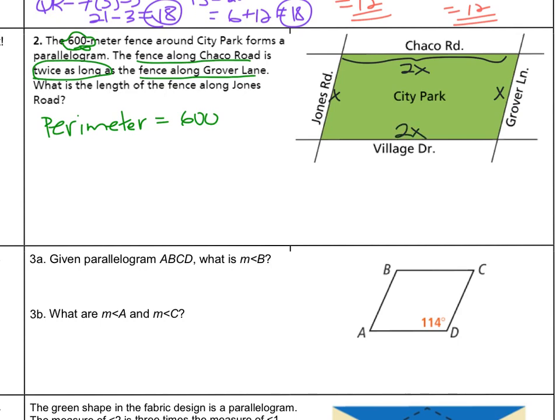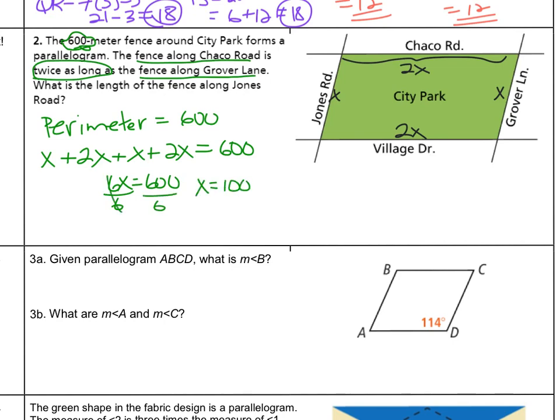Now, if the perimeter of all four sides has to be 600, we're going to add the four side lengths together. So I'm going to add Jones Road plus Village Drive plus Grover Lane plus Chaco Road, and set that equal to my perimeter of fencing, which is 600. On that left-hand side, all we have are x's. I've got 1x plus 2x plus 1x plus 2x for a total of 6x. To get x by itself, we'll just divide both sides by 6.